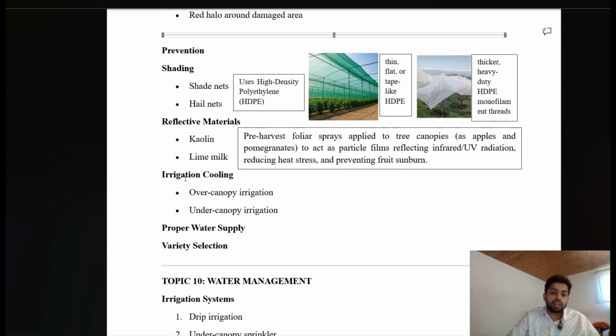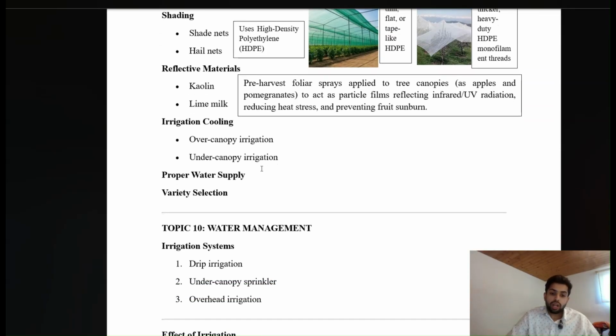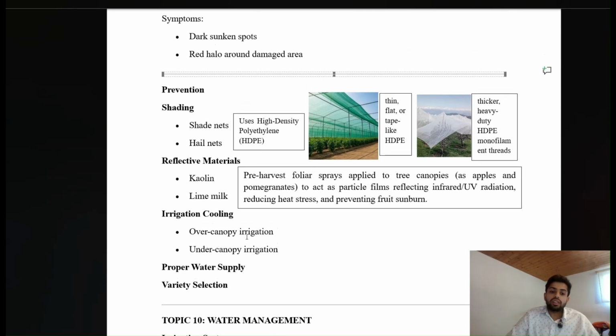Okay, and the third method for prevention is irrigation cooling. Over canopy irrigation we can give, and under canopy irrigation we can give. Under canopy can be given by flood irrigation, by drip, or by small sprinklers, and over canopy can be sprayed by large sprinklers, and also by rainfall if it happens. Proper water supply depends mainly on the variety selection which we are selecting. Otherwise we cannot give irrigation by our own guesswork. We depend on the variety selection.